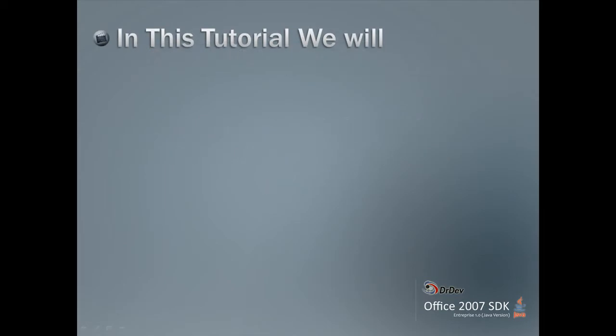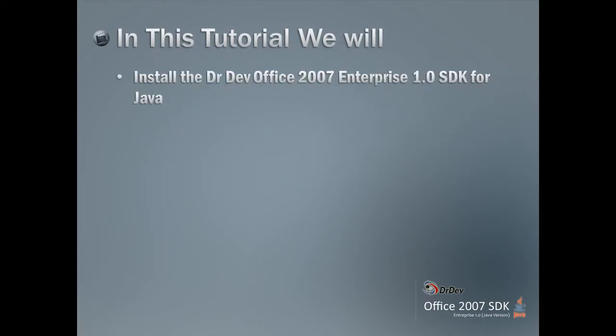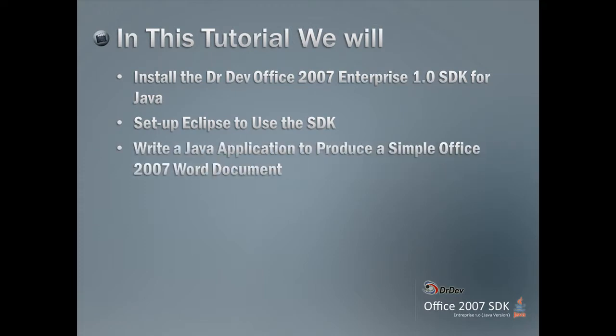In this tutorial, we will install the DrDev Office 2007 Enterprise SDK for Java. We will set up Eclipse to use the SDK. We'll write a Java application to produce a simple Office 2007 Word document. And finally, we will execute the code to produce the document.